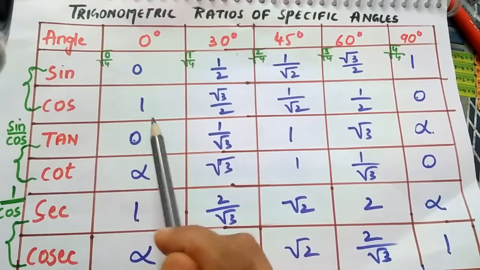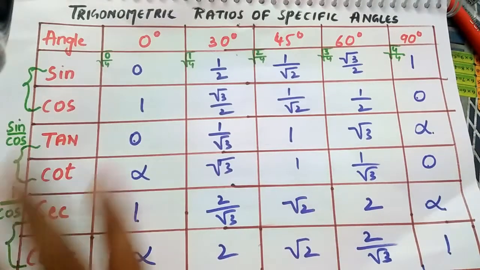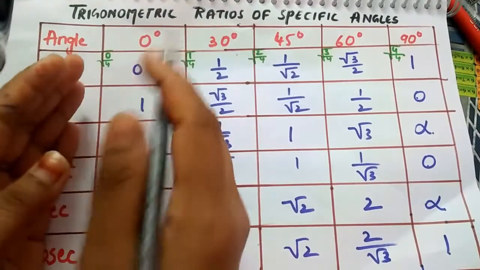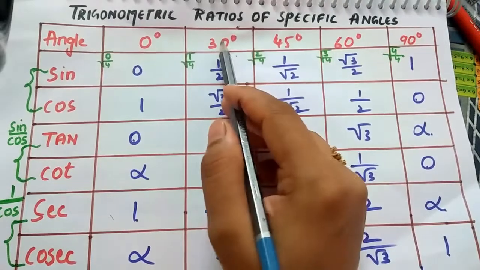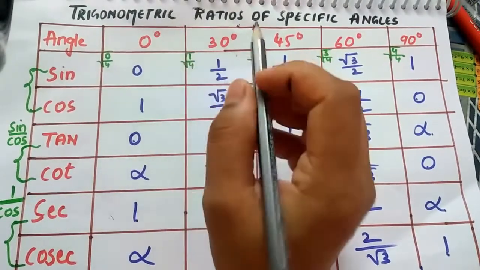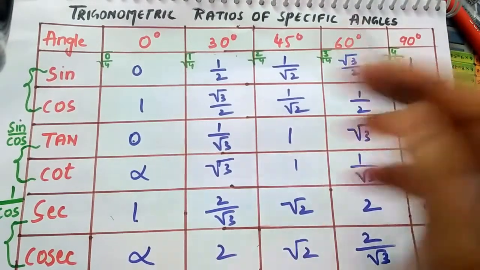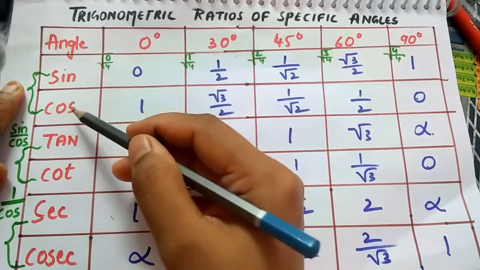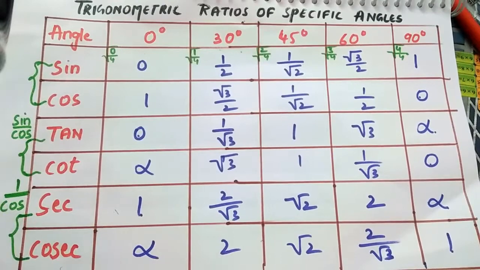Before we proceed to the next question, we will first revise what we did yesterday. So we are moving into the next part of the trigonometric ratios chapter, that is nothing but the trigonometric ratios of specific angles. Here the specific angles are 5: 0 degrees, 30 degrees, 45 degrees, 60 degrees and 90 degrees. We know that we have 6 trigonometric ratios: sin theta, cos theta, tan theta, cot theta, secant theta and cosecant theta. Since it's a revision, we'll be very quick.